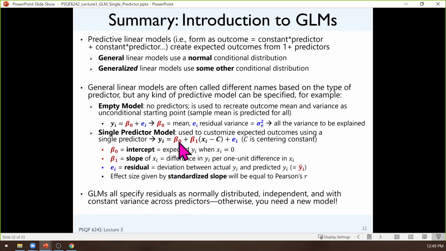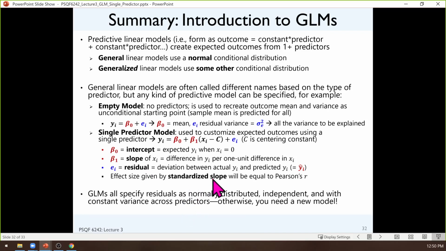Beta 0 is always the same thing in terms of an intercept. It's the expected outcome when your predictors are 0, and the residual is always how far off you are. So we keep track of these deviations, these residual offnesses, and ideally we watch their variance shrink as you add more predictors to the model.